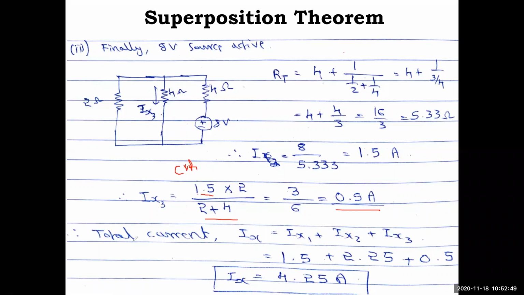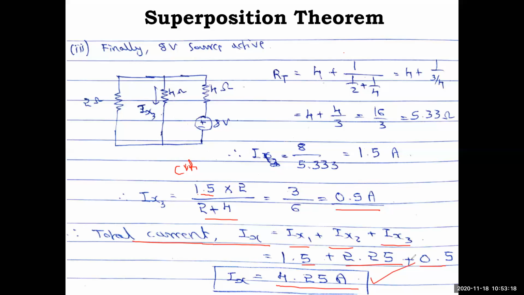So now you have to find the total current Ix, which is equal to Ix1 plus Ix2 plus Ix3. Ix1 you got 1.5, then 2.25, and 0.5 you got. So it is 2 plus 2.25, so 4.25 amps. Okay, so this is the method of superposition to calculate the current Ix. 8 marks they will ask. So this is how you will do. With this we are completing the concept of the superposition theorem.